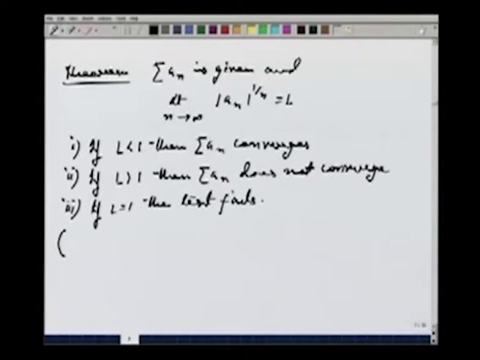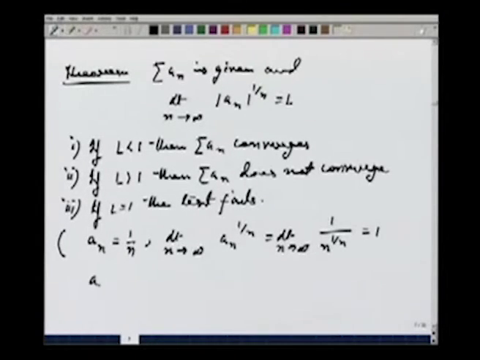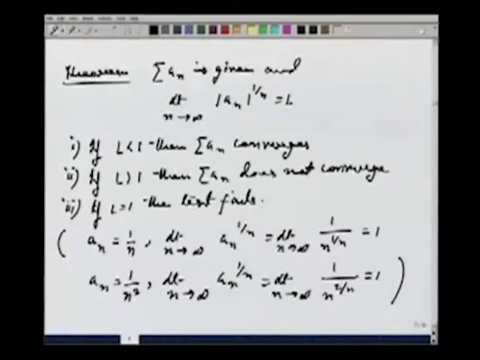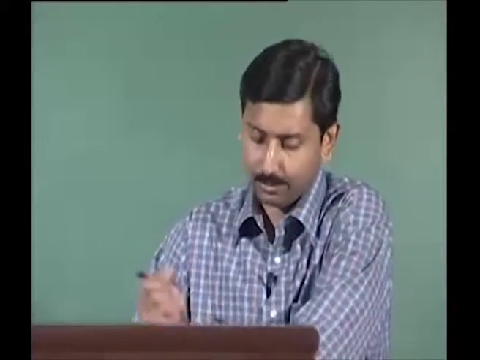Again, as an illustration of 3, what we do is take a_n to be equal to 1 by n. Then the limit as n going to infinity of the nth root, which is certainly equal to 1. But if I start with a_n equal to 1 by n squared, then this limit is also equal to 1. But summation 1 by n diverges and summation 1 by n squared converges. So in this case L equals 1 and hence the test is not conclusive. So again we just need to prove case 1 and case 2. Okay, so let us come to the proof.